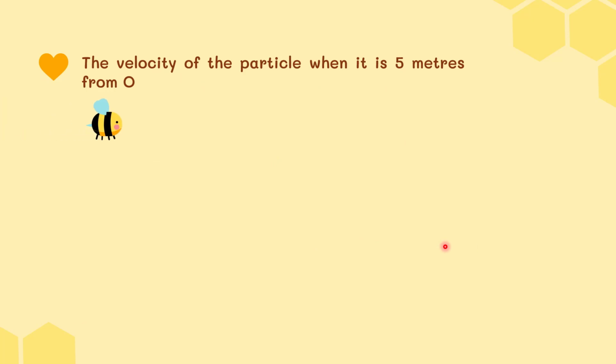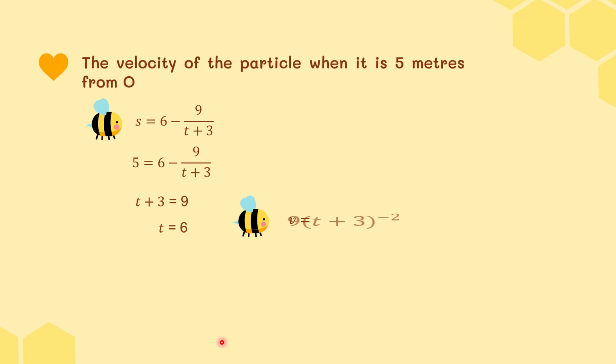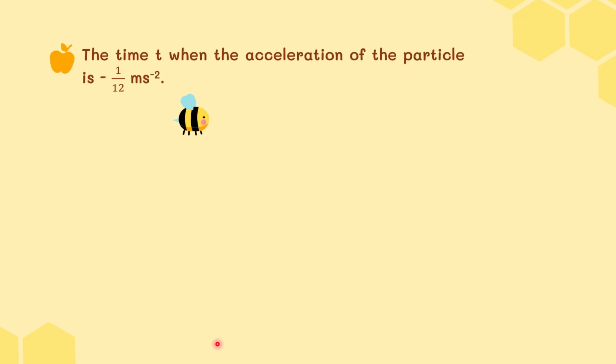For the velocity of the particle when it is 5 meters from O, we will substitute here. s is 5. Then, when s is 5, we can calculate the time. t plus 3 equals 9, t equals 6. At this time, we find the velocity v, which is 9 times (t plus 3) to the power of negative 2, so we obtain that the velocity is 1/9 meter per second.